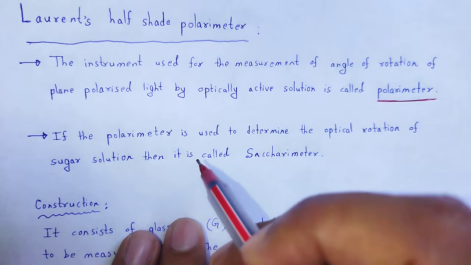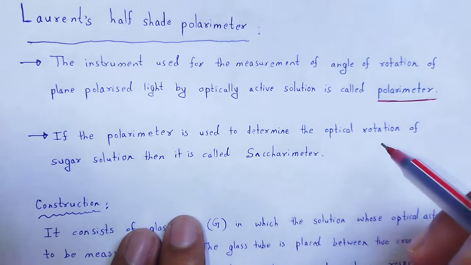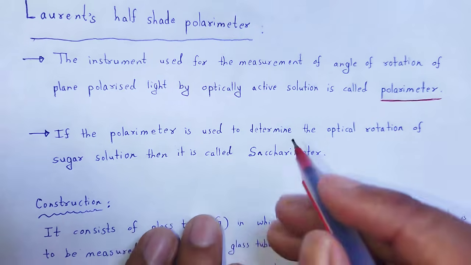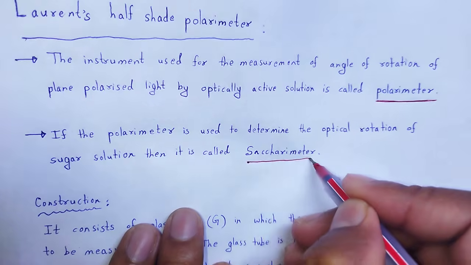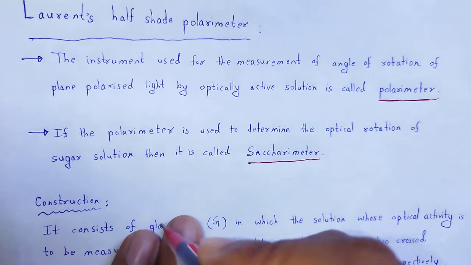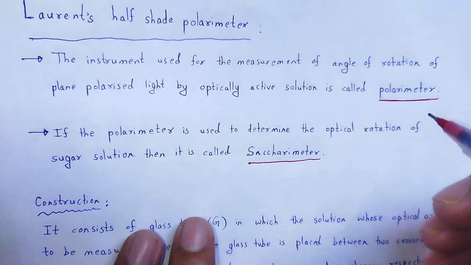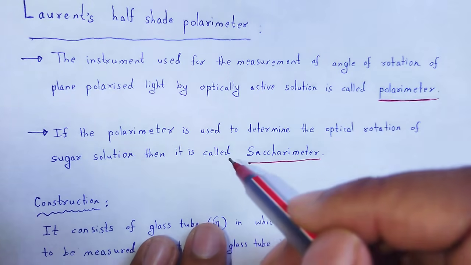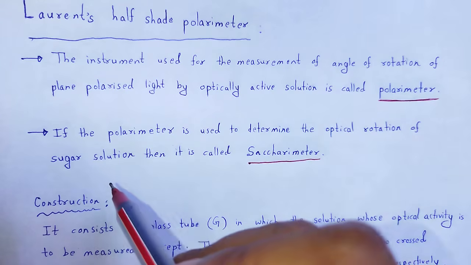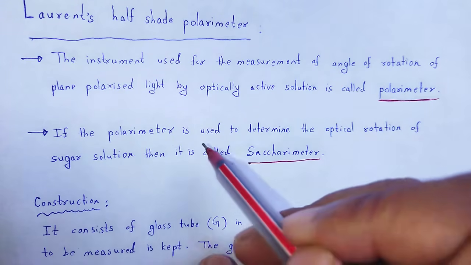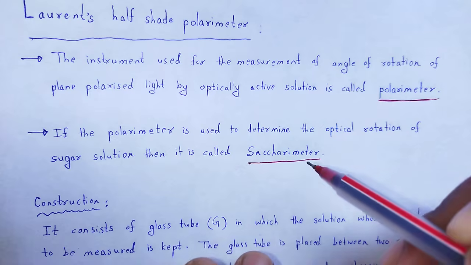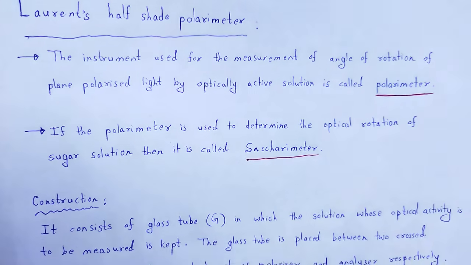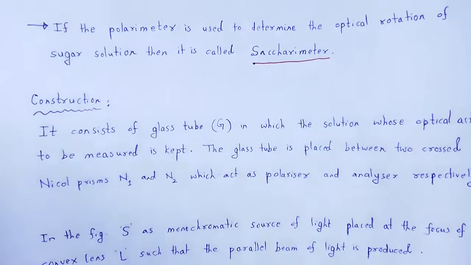If the polarimeter is used to determine the optical rotation of sugar solution, then it is called a saccharimeter. If that polarimeter is used to determine the angle of rotation for the optically active substance sugar solution, then that type of polarimeter is called a saccharimeter. Next, come to the construction part of the polarimeter.